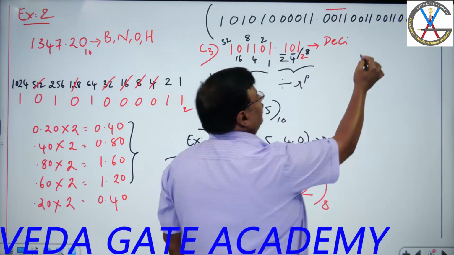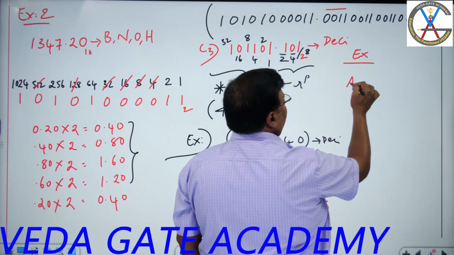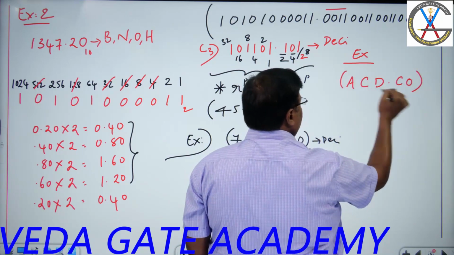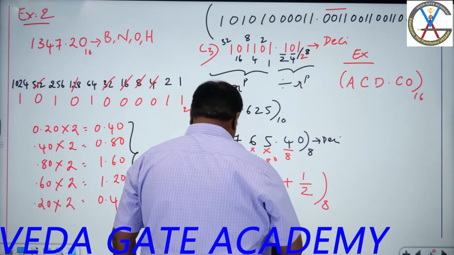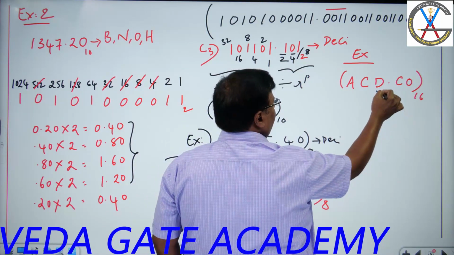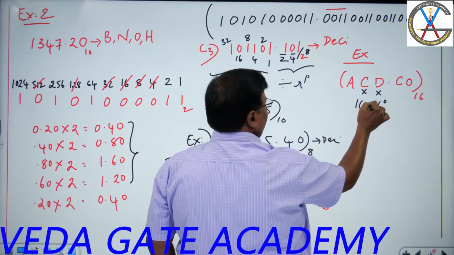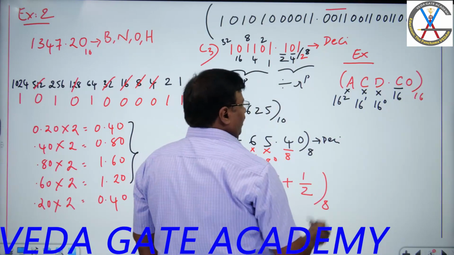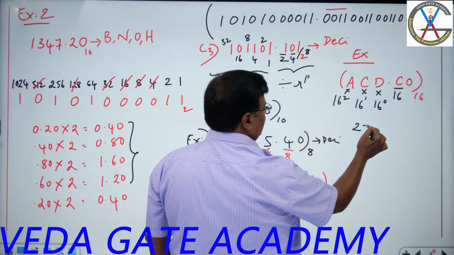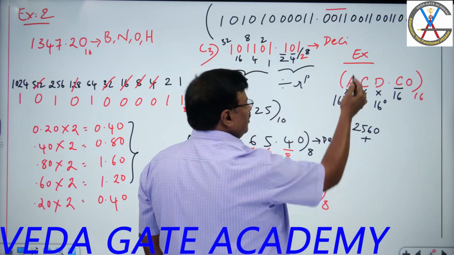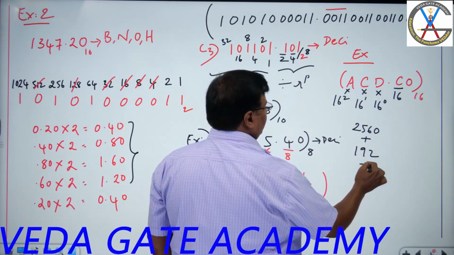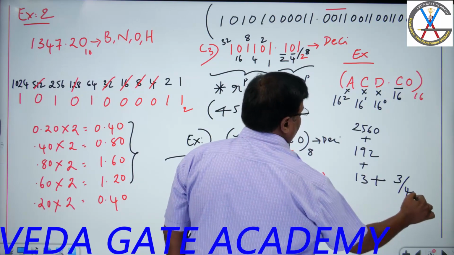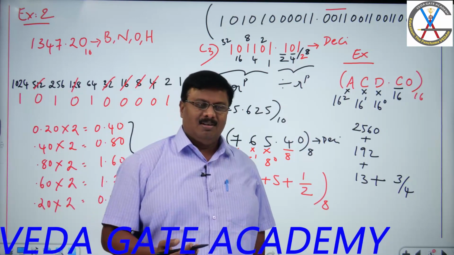And if it is hexadecimal, as an example, ACD.C0 in base 16. The base 16 weights: D into 16 power 0, C into 16 power 1, A into 16 square, and C by 16. So 10 into 256 is 2560, plus 12 into 16 is 192, plus D which is 13, plus 3 by 4, which is 0.75. C by 16 is 3 by 4, right?